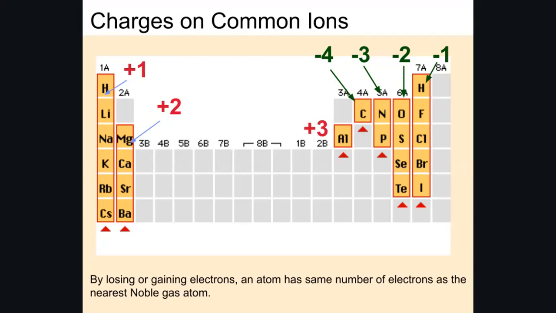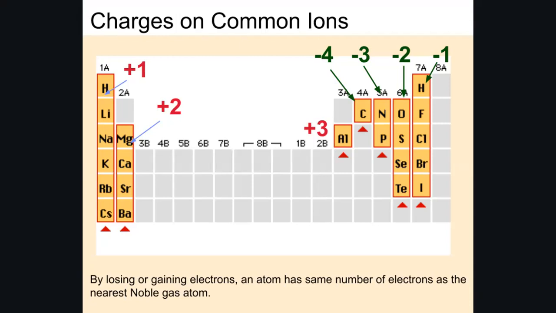Similarly, the charge of members of group 2 is always +2, and so on. Now, why are these charges present? Whenever an atom loses an electron, it will always develop a positive charge. For example, on the left side of the periodic table, you can see +1.